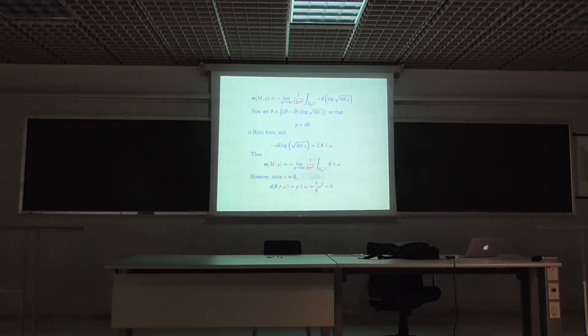But on the other hand, I'm assuming for the moment that the scalar curvature is identically 0. So that means that if you take d of this 3 form, theta wedge omega, since omega is closed, this becomes the Ricci form wedge omega. That's the trace of the Ricci form. That's the scalar curvature, essentially. And that vanishes by assumption.